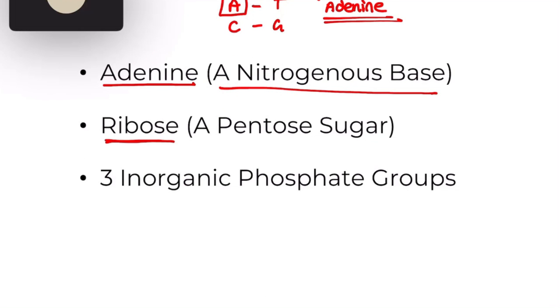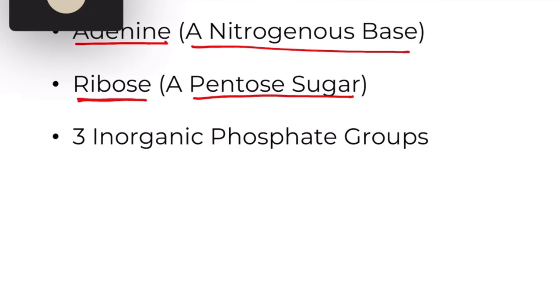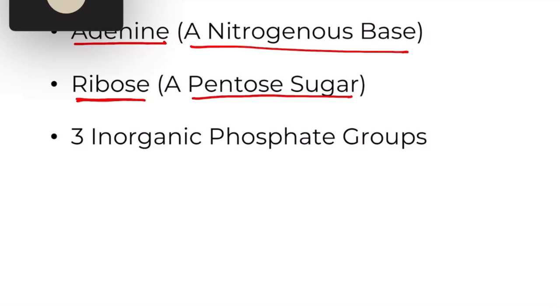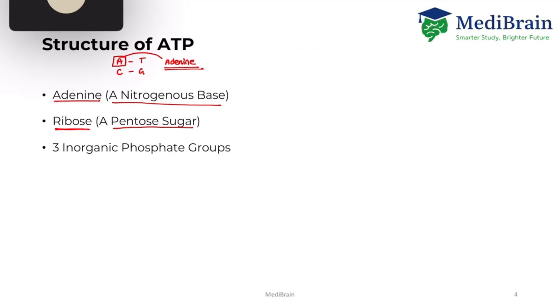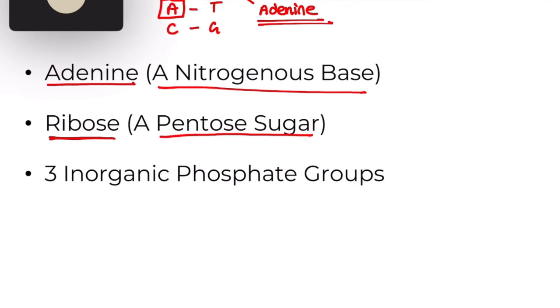So it contains ribose. Okay, it's a pentose sugar. Actually, we've not seen ribose before. We've seen deoxyribose, but ribose we will come across in a later unit. All you need to know is that we've seen a pentose sugar before. And finally, it has three inorganic phosphate groups. Now this is something that we haven't seen yet.